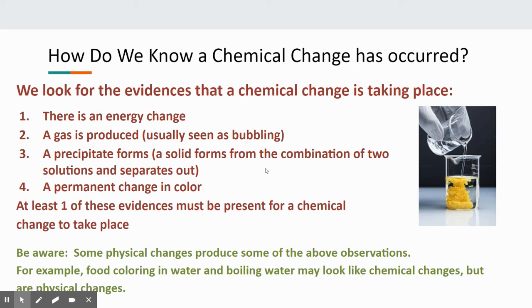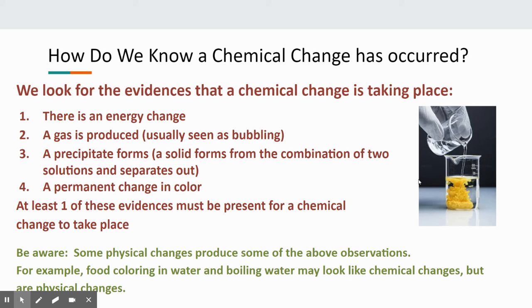A precipitate is what you are seeing in this illustration over here. So this is a precipitate, probably lead iodide, that is being formed in the solution, and that's a solid that forms from a combination of two solutions. So here's a colorless solution here. There was a colorless solution here before you combine the solutions together. Okay, or a permanent change in color, like it's changed the identity of the substance.